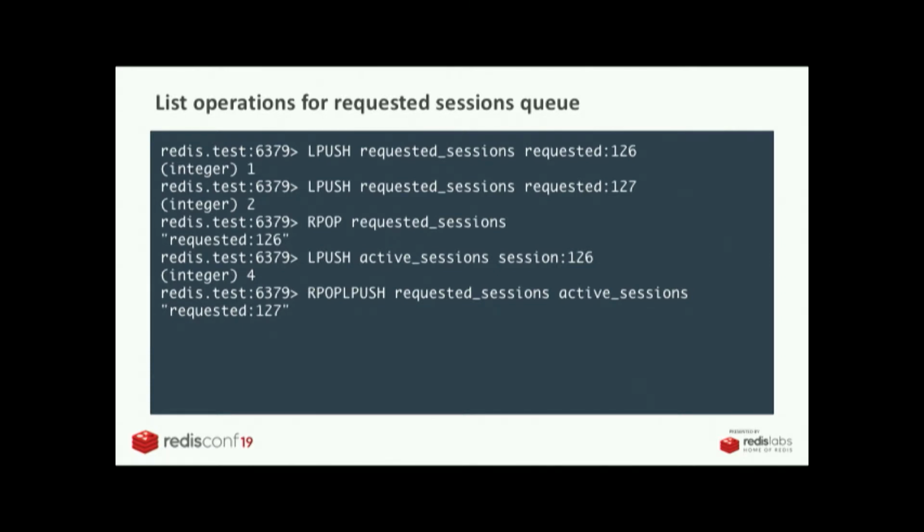Pop it off of the right side of the first list, and then push it onto the left side of the second list. So I guess the justification for this, it's arbitrary, but in English and probably more specifically in Italian, you read left to right. So think of lists as moving from left to right, although you could do it either way. And then, in this case, the atomic operation pushes the fake session ID, requested 127, onto the active sessions list. And then the next step is to set the real session ID into the active sessions.